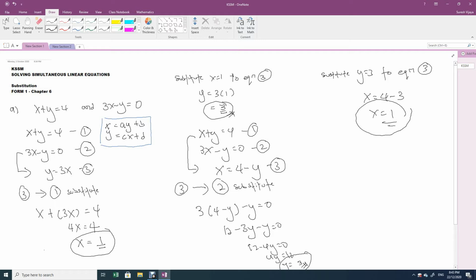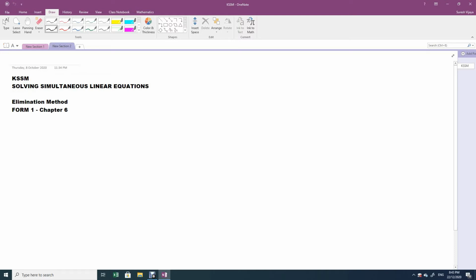Okay, so with the similar equation, I will show you how to solve this using the elimination method. So let's say we have x plus y equals to 4 and 3x minus y equals to 0. So we have to repeat the first step, namely naming equation 1 and 2.